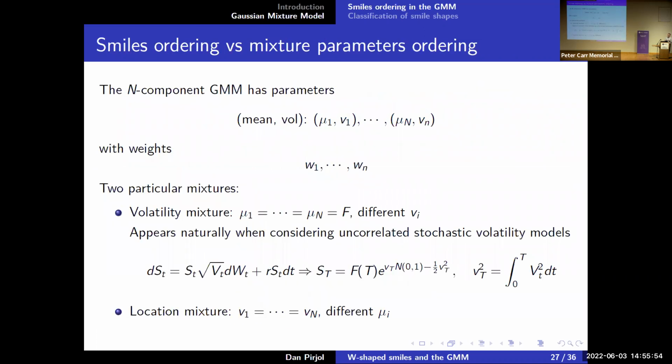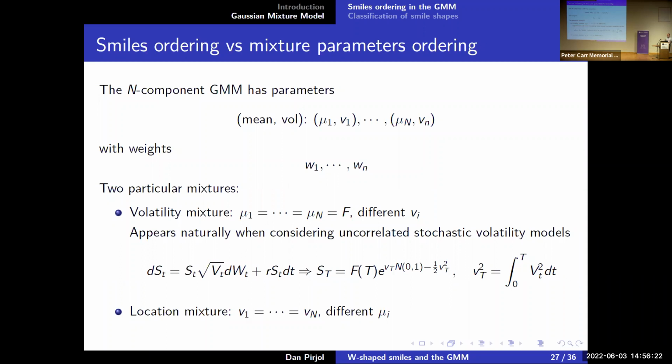Okay, I'll skip that. So now another question is what happens to the smiles as you change the mixture components? Two particular mixtures are more important. You can mix different components with the same forward but different vols. This is what you get when you approximate uncorrelated stochastic vol models in terms of mixtures.